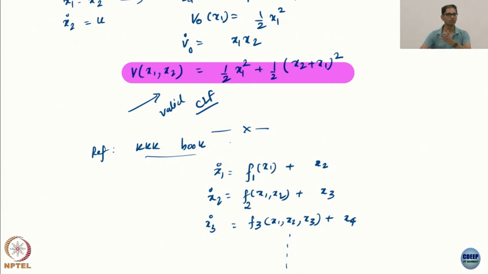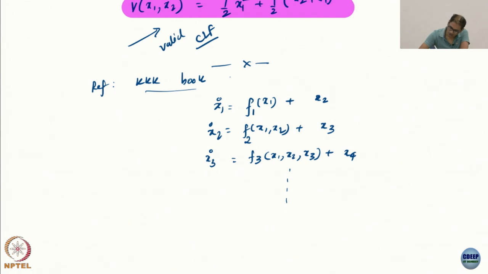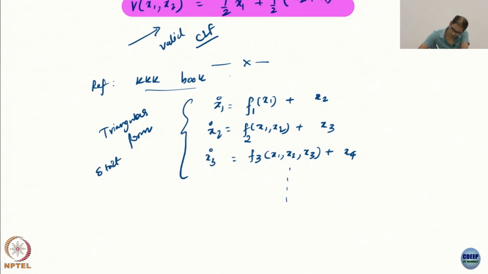I'm not saying it's going to look simple, but in reality, in the typical aeromechanical system context, we are working with at most a sixth order system. So it's not that difficult. You can actually do this by hand. These kinds of systems are called triangular form, or strict feedback form systems, and so on.